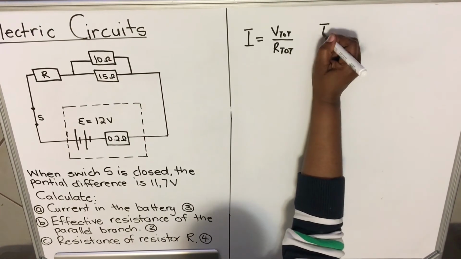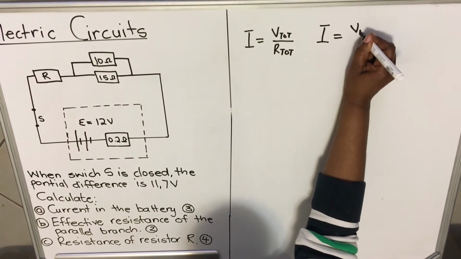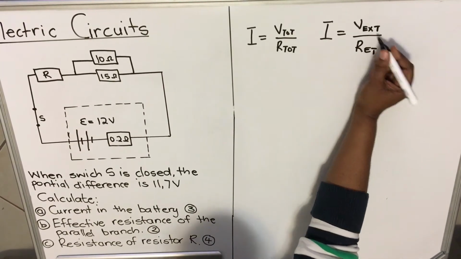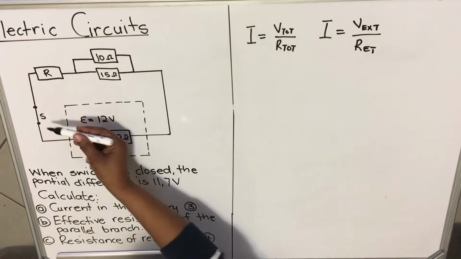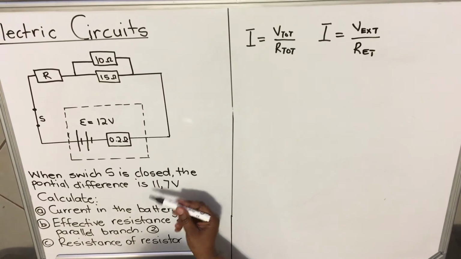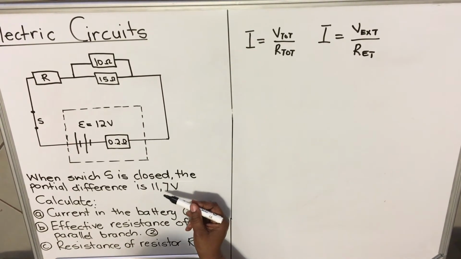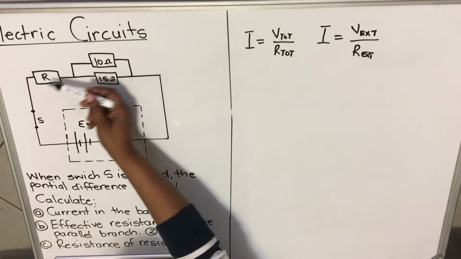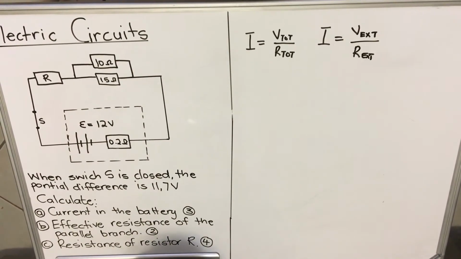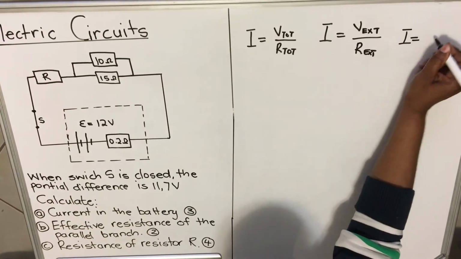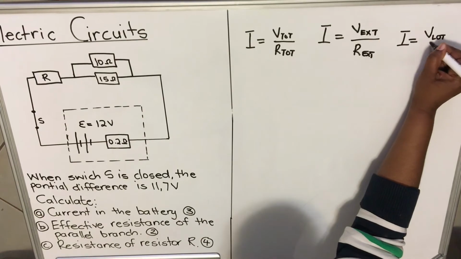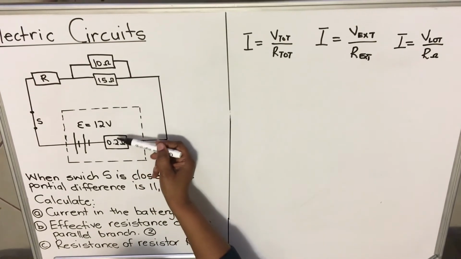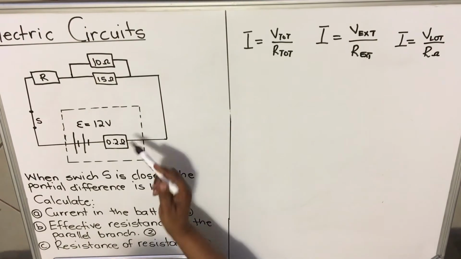The other formula that you can use is current equals external voltage divided by external resistance. What is that? The external voltage, remember when we switched on the battery, the circuit had 11.7. This is the external voltage. And then the external resistance is the resistance outside in the circuit, not the one that is inside. Then the third one that you can use is lost volts divided by internal resistance. Now, the lost volts, the volts that will be eaten up here, divided by this internal resistance.